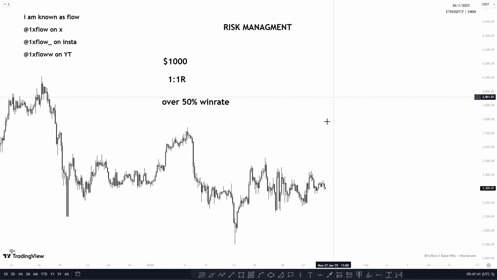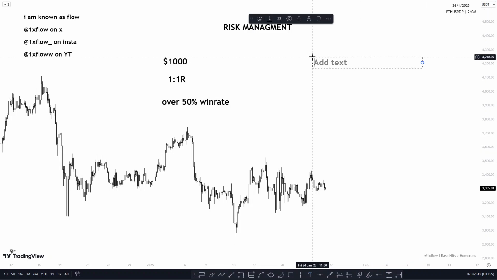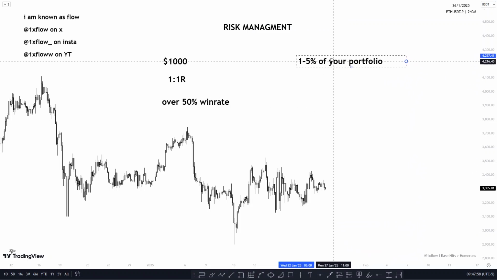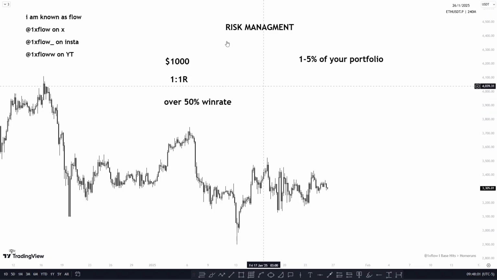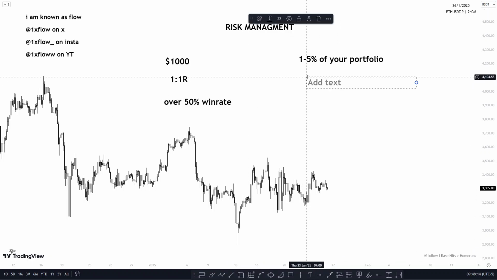Now, if I have a $1,000 account, my advice for risk on a personal account is always going to be 1 to 5% of your portfolio. So if it is 1 to 5% of my portfolio, this means every single time I'm taking a trade, I'm risking at least 1 to 5% of my portfolio. If I were risking 1% of my portfolio on a $1,000 account, this would only be $10 per trade. So for an example, this would be $10 per trade.